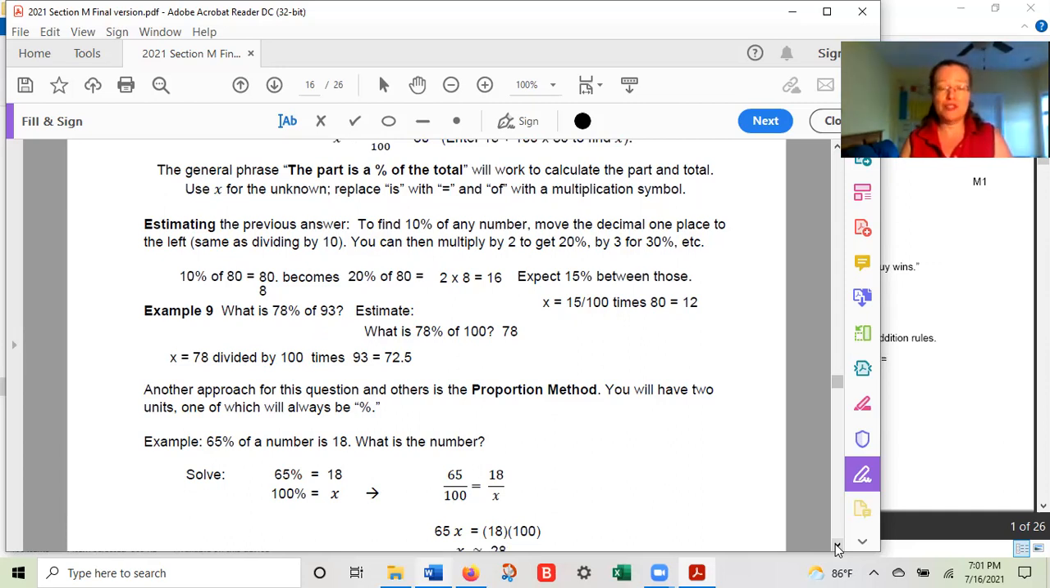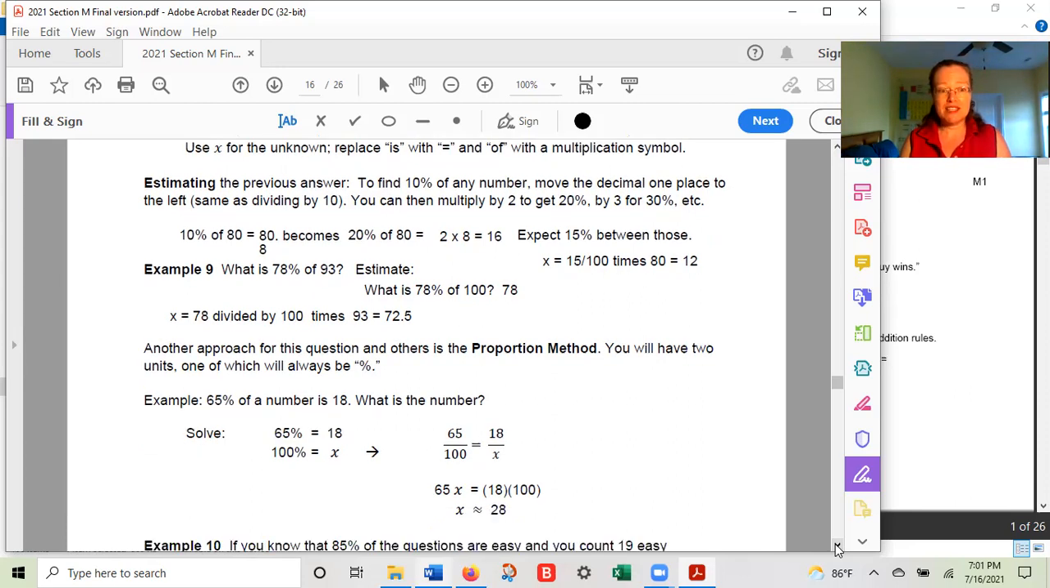units in percent problems is always going to be 100. So if I have a question like this, which is actually finding the total: 65% of a number is 18. What is the number? I used to teach this one as direct translation, but honestly, it's much easier as a proportion. Let's take a look.